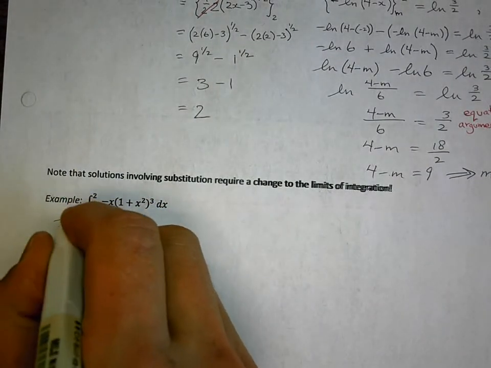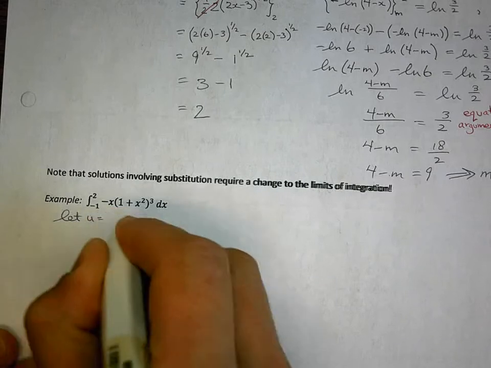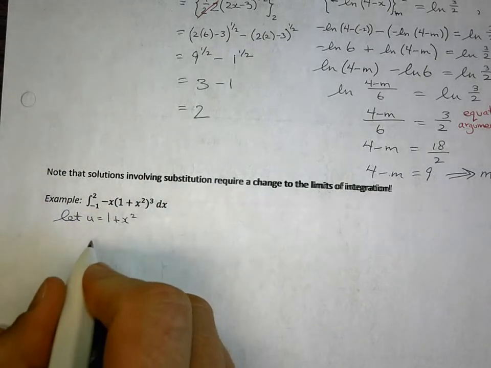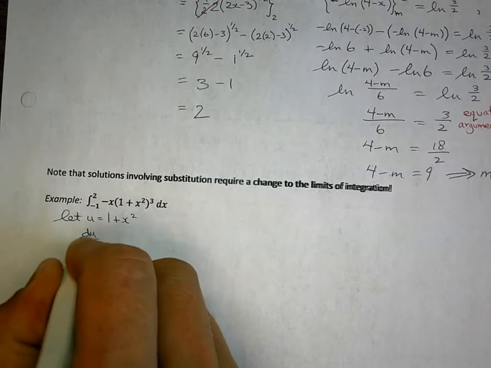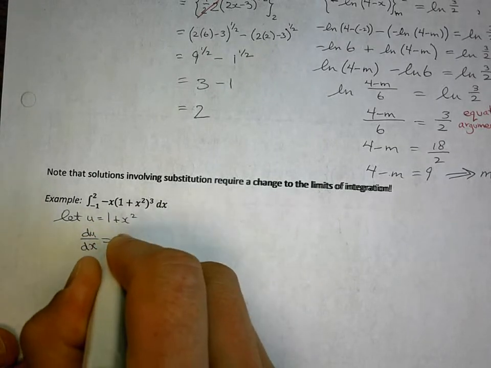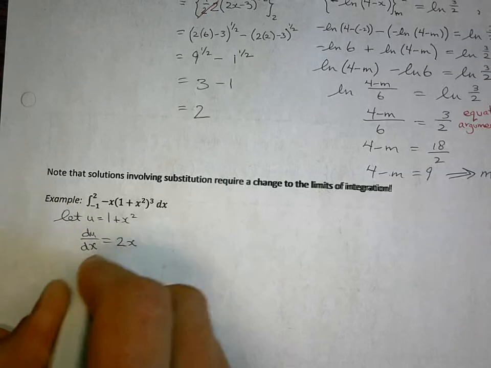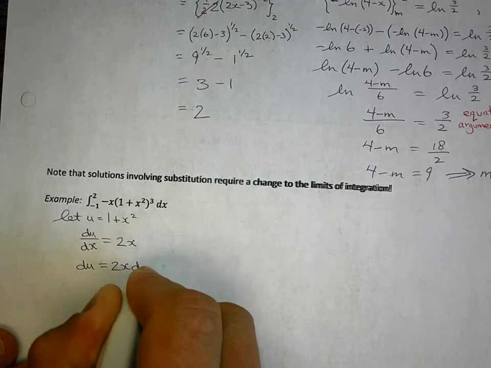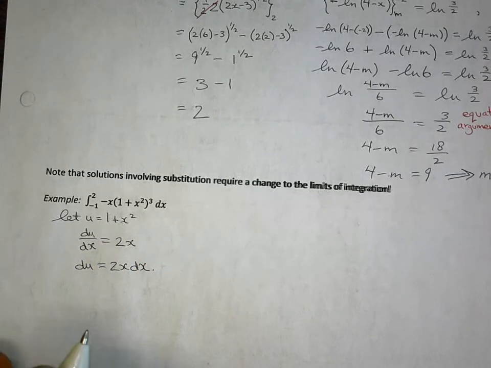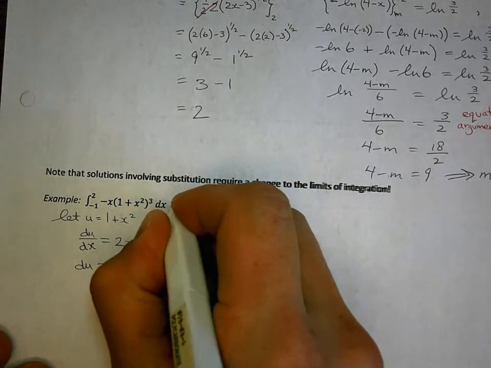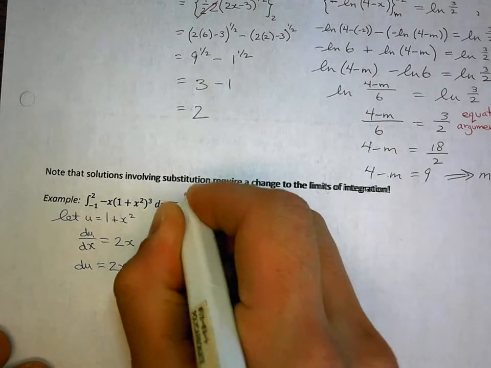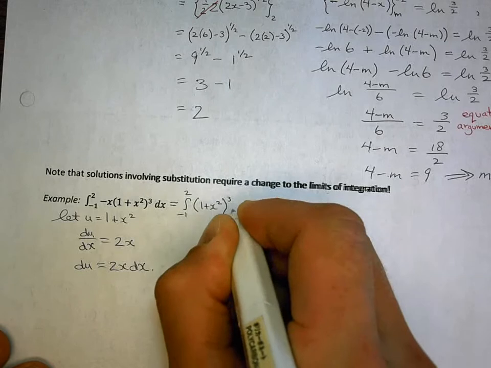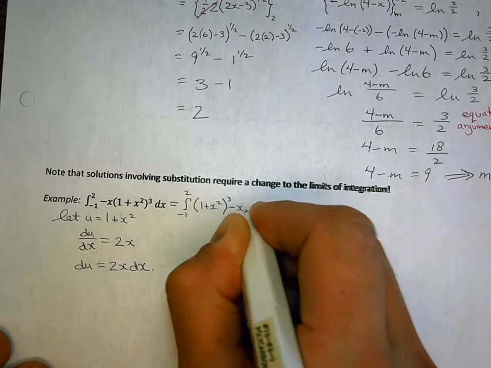So I'm going to let u equal 1 plus x squared. If you remember the procedure, now I find the derivative of this with respect to x. Well, the derivative is 2x. Now I cross multiply and I get du equals 2x dx. If you want to write this out in a nicer order, you end up with 1 plus x squared to the power of 3 times negative x dx.